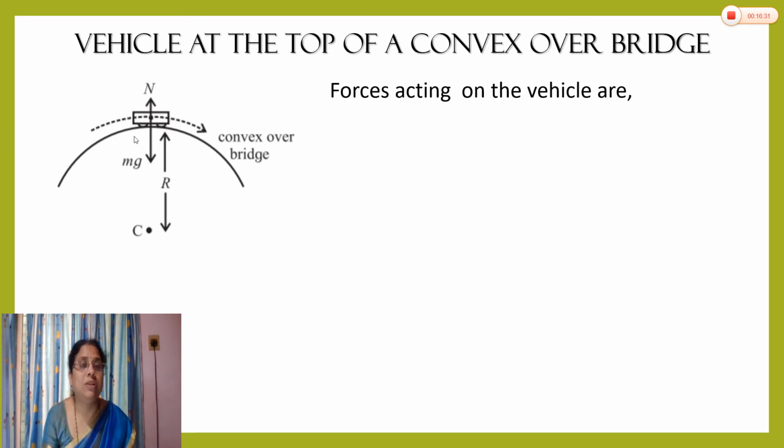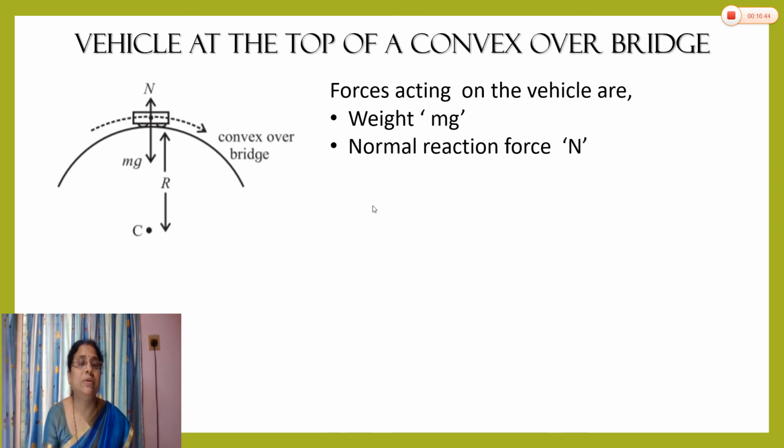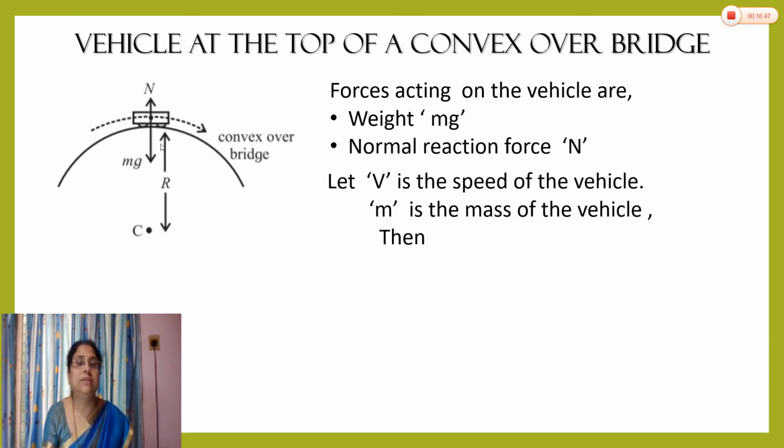Here again, for the vertical circular motion, the centripetal force is provided by the resultant of these two forces, mg and N. So we can write the equation. Here the forces are weight mg and the normal reaction force. Suppose we consider v is the speed of the vehicle and m is the mass of that vehicle, then the centripetal force is mv square by capital R, because R is the radius here. So we get the equation mg minus N is equal to mv square by R. Again, the difference of these two forces gives us the centripetal force.